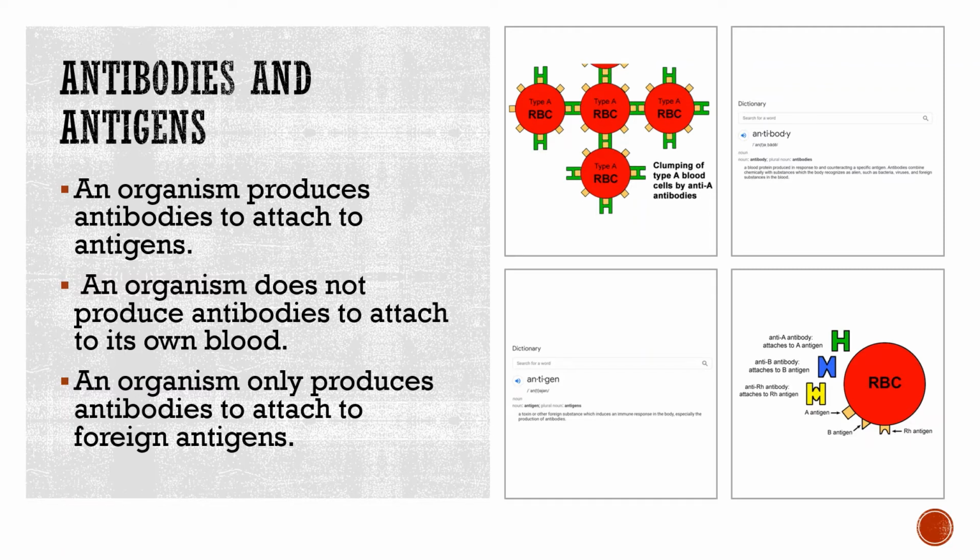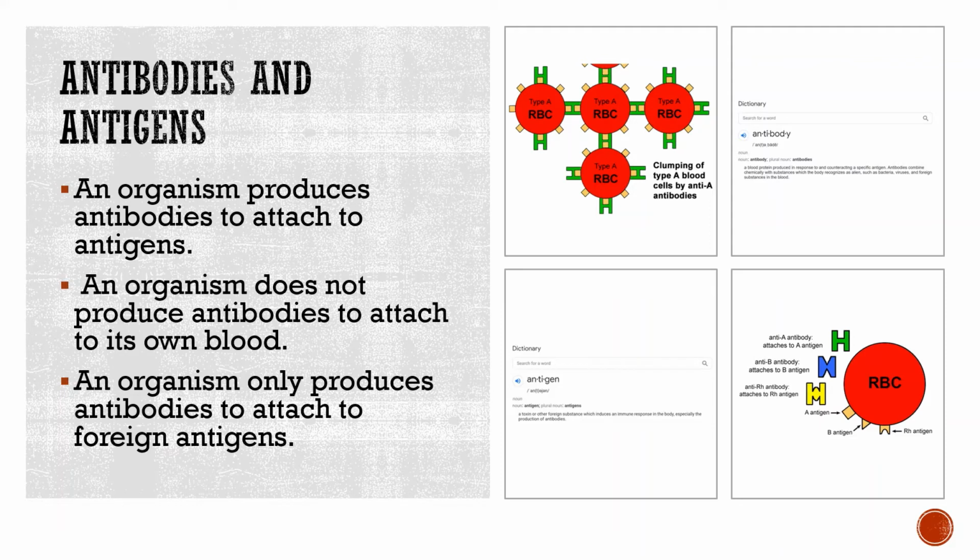So reading now the bullets: an organism produces antibodies to attach to antigens. An organism does not produce antibodies to attach to its own blood. So for example, if you've got A blood, you're not going to make A antibodies, because if you did, you'd be attacking your own blood and basically killing yourself that way. That'd be a very bad problem. Then, last bullet: an organism only produces antibodies to attach to foreign antigens. So again, if I have A blood, no part of me is ever going to be making an A antibody. But instead, what I would be making is an anti-B antibody.